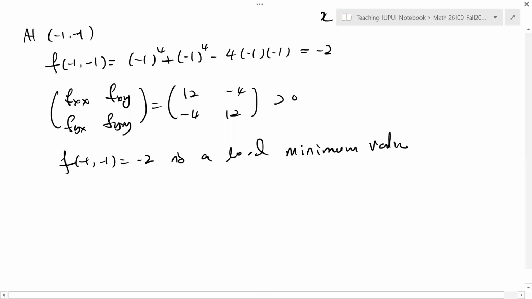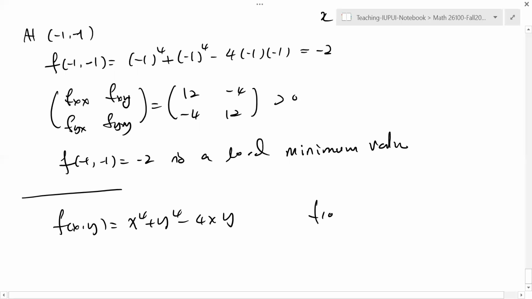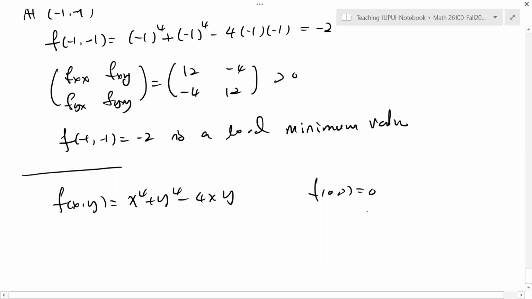Okay, so let's take a look at the function again: x to the fourth plus y to the fourth minus 4xy. Okay, I know the value at the origin is going to be 0. Are we able to figure out whether the function has a maximum value or a minimum value?